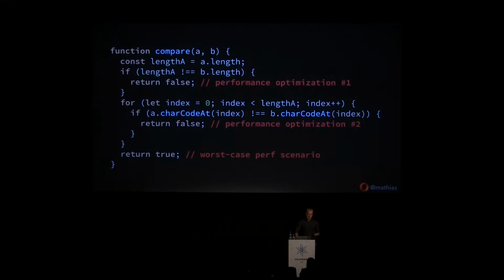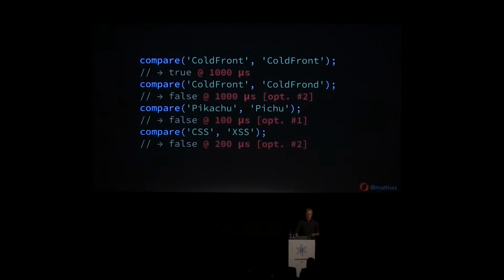So with that in mind, if we look back on our earlier results, it kind of makes sense. It's clear that there is a difference in runtime performance depending on the input for these functions. So if we compare ColdFront with itself, we have to complete the entire loop before we can return a value, the value true in this case. If we compare ColdFront with a T at the end with ColdFront with a D at the end, optimization number 2 kicks in, but because it only applies at the very end for the very last character in the string, there's not much of a performance gain there.